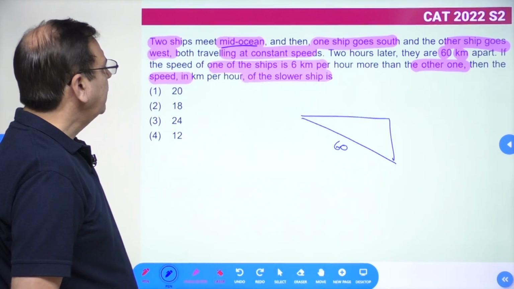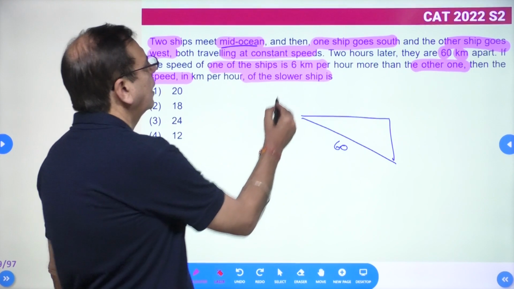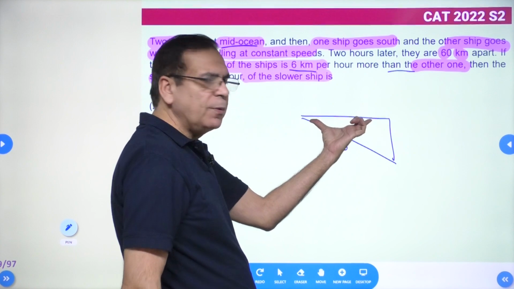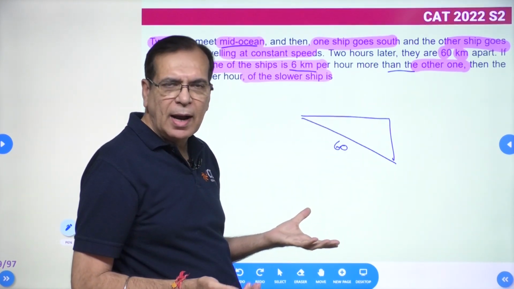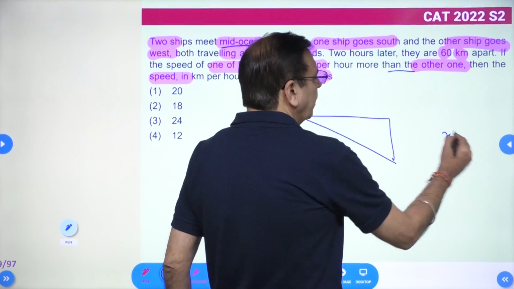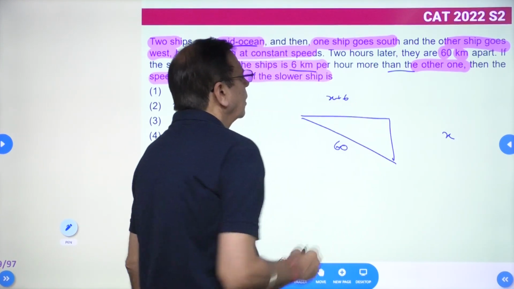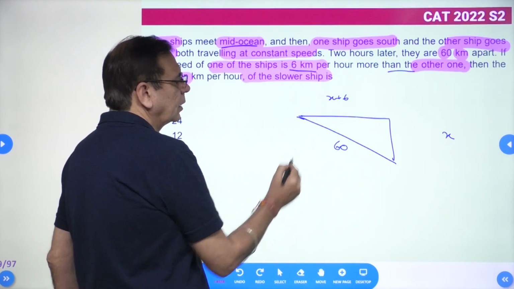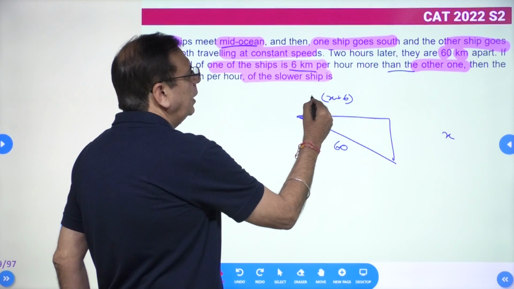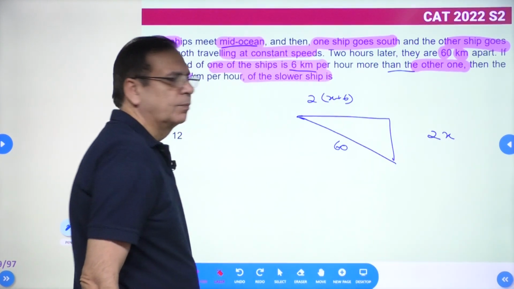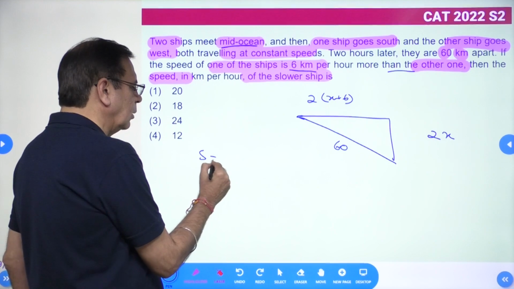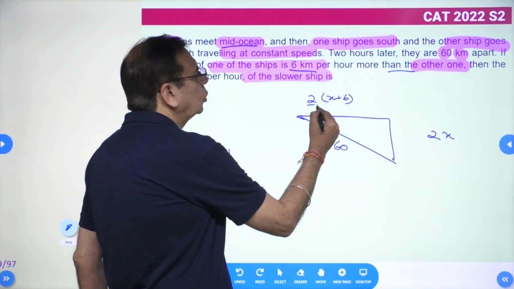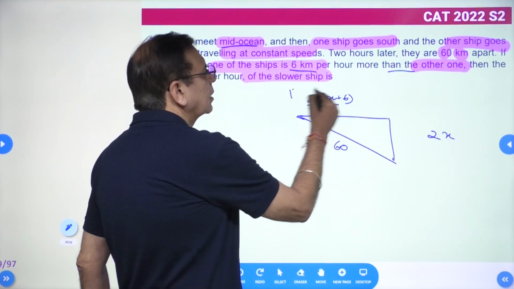If the speed of one of the ships is 6 kilometers per hour more than the other one. So the ship which has covered bigger distance will have a higher speed. So चलो इसकी speed लेते हैं x kilometers per hour, इसकी हो गई x plus 6. Now after how many hours are they meeting? They are meeting after 2 hours, isn't it? That means the distance covered will be 2x. After all, speed is equal to distance upon time, or distance will be equal to speed into time.